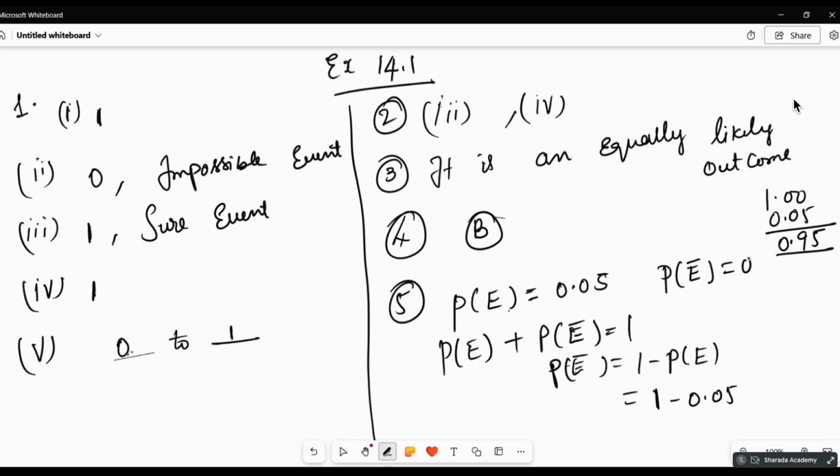You will get 0.95. Malini takes out one candy without looking into the bag. What is the probability that she takes out an orange flavored candy? The bag contains only lemon flavored candies. So what is the probability that she will take the orange candy? Zero, because she cannot get that, as there are only lemon ones. How can you get an orange? So the probability of that is zero.